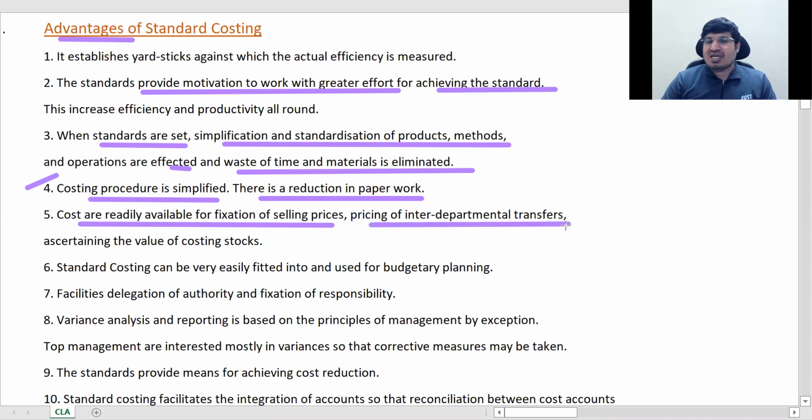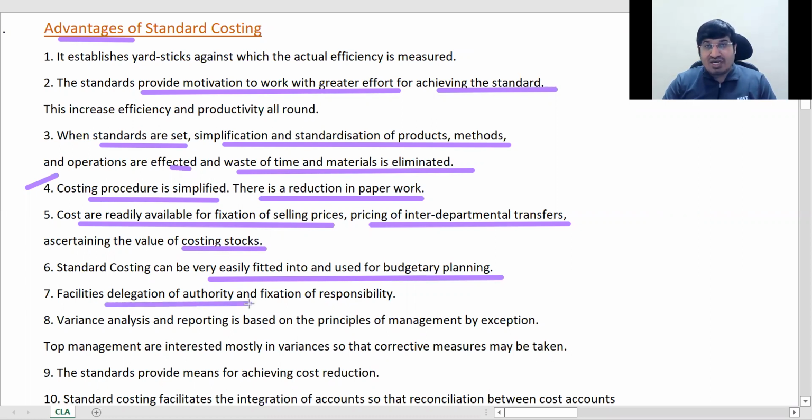Pricing of interdepartmental transfers. Transfer pricing is there in your paper 10, group 2. In that we had done transfer pricing, and one method was at standard cost. So it helps in pricing of interdepartmental transfers as well. Closing stocks also, as I just said, issue and all that. Then standard costing can be used for budgetary control. Budgetary control is basically establishing a budget, and along with the budget, if you know the standards also, it will help you frame the budget better. Correct.